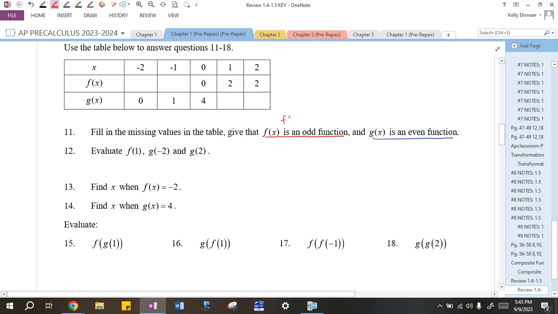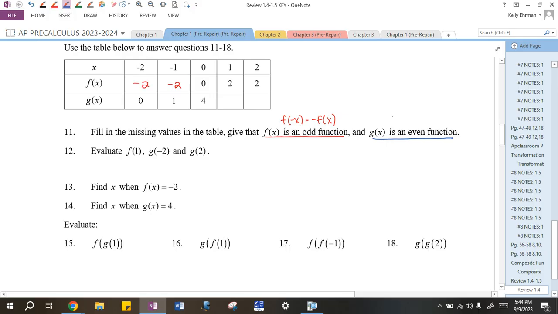Odd function, you need to know this definition. F of negative x equals negative f of x. What does that mean? I'm trying to figure out f of negative 1. It equals negative f of 1. So if f of 1 is 2, then f of negative 1 equals negative 2. If f of 2 equals 2, f of negative 2 equals negative 2.